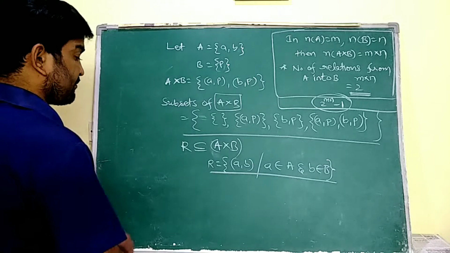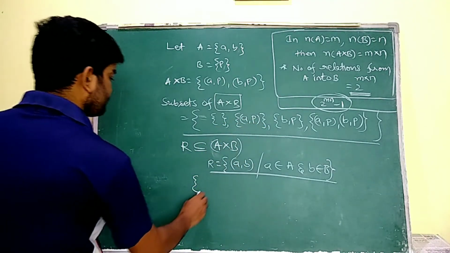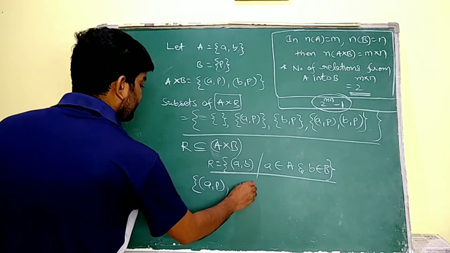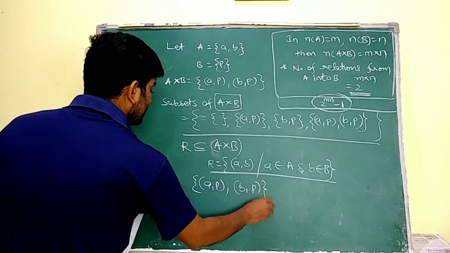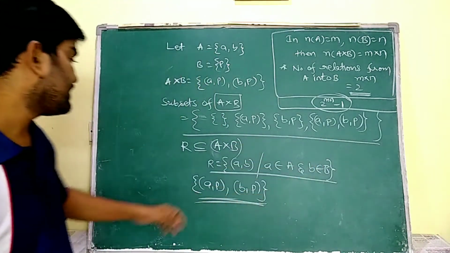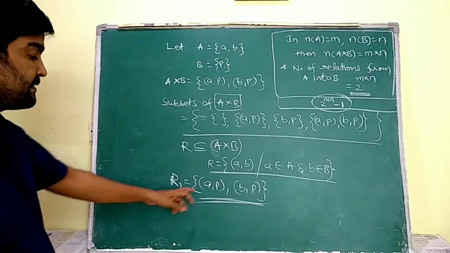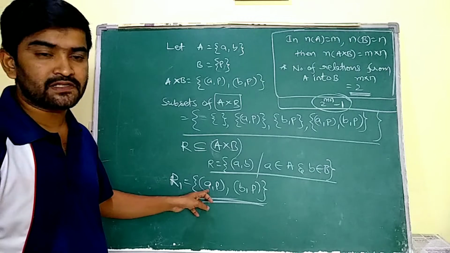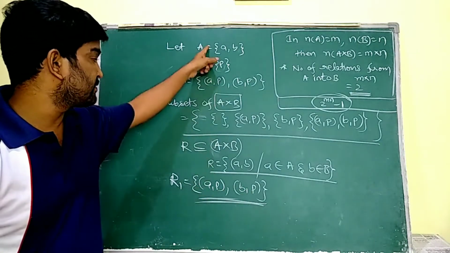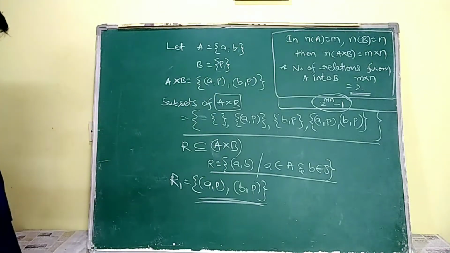So I am going to write one example from this. See, (A, P), (B, P). Is it a subset of this or not? Yes, it is a subset. So it is a relation. Let us consider this as R1. R1 is a relation. Why? Because all the elements of this R1 are ordered pairs, and here the first element belongs to A and the second element belongs to B. So it is a relation.